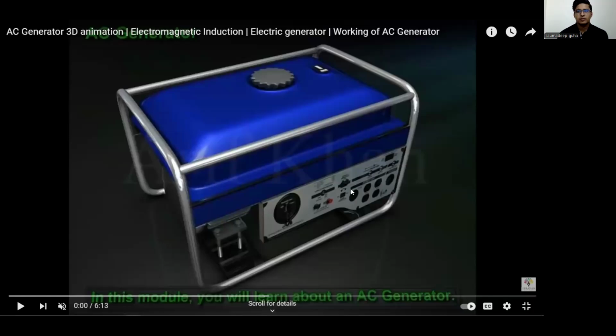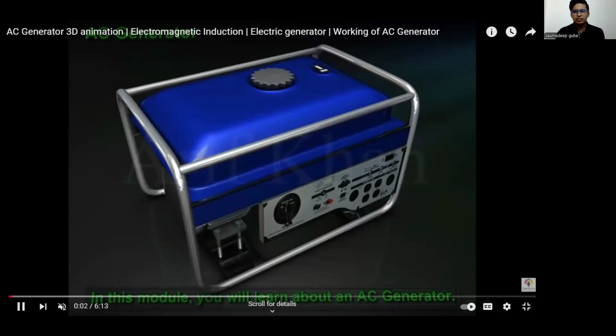Now, how does an AC generator look and how does it work? I'll be showing you an animated video and I'll be making you understand. So students, this is an animated video. You can get it easily on YouTube. This animated video will demonstrate how the generator looks like and what can be the schematic diagram that you need to draw in your examination to fetch full marks, of course, and how it works. Let us have a look.